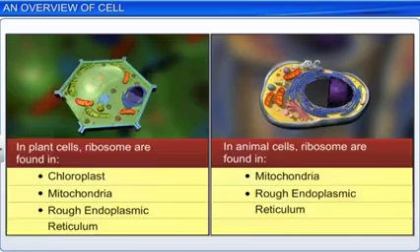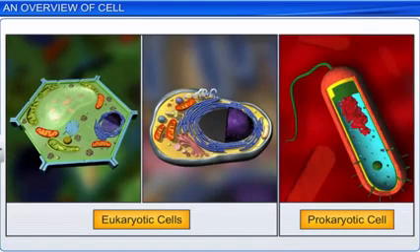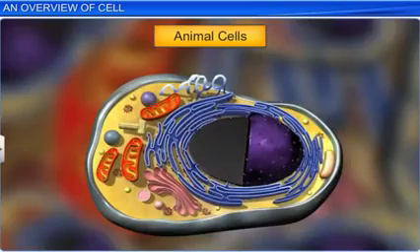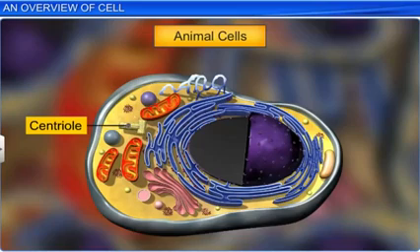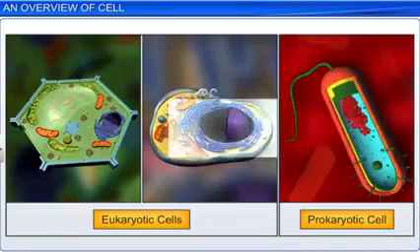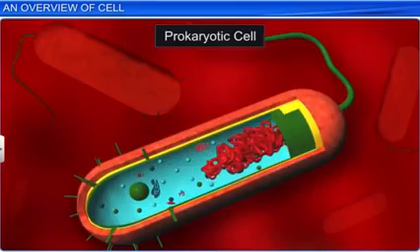Interestingly, ribosomes are also found in chloroplasts of plant cells as well as the mitochondria and rough endoplasmic reticulum of both plants and animals. Moreover, animal cells possess another non-membrane bound organelle called the centriole, which aids in cell division. The cytoplasm of prokaryotic cells, on the other hand, lacks membrane-bound organelles but contains ribosomes and fragments of extrachromosomal DNA called plasmids.